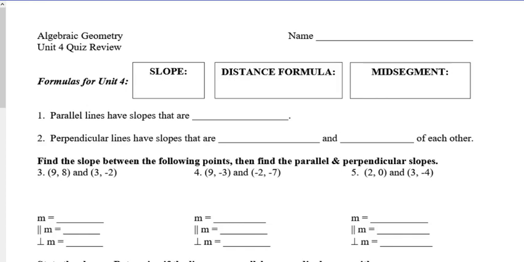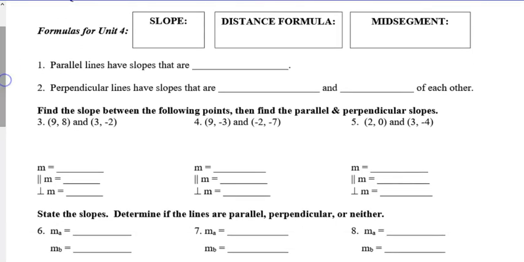All right, quiz review, Unit 4. So some formulas. Slope: y minus y over x minus x. It doesn't matter which direction you go as long as you go the same direction. Remember, yum-yums on the picnic table, y on top. Distance: a big old square root. That's just x minus x and y minus y.